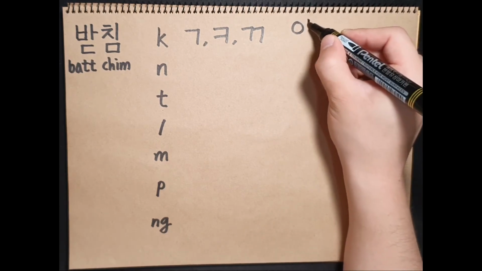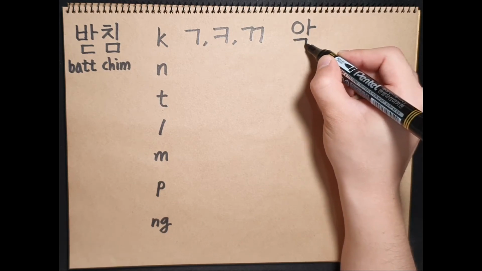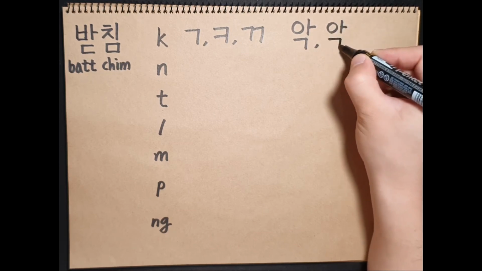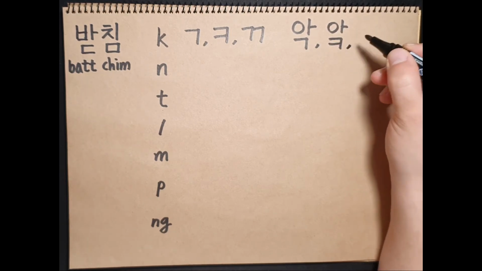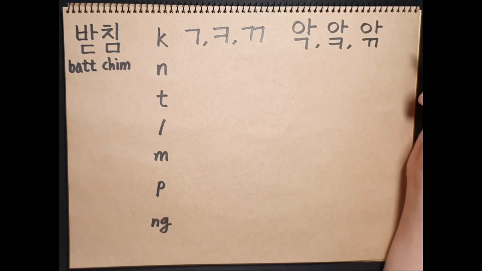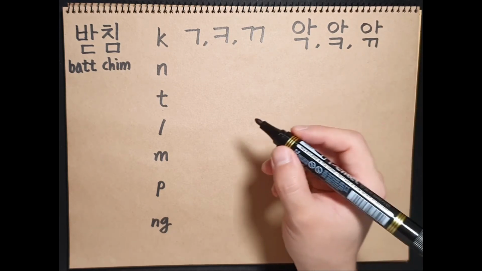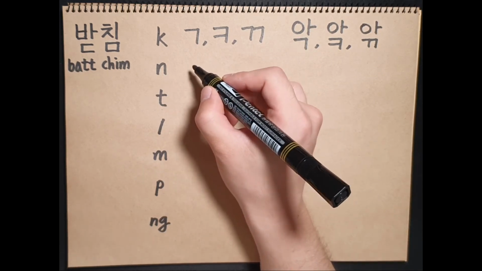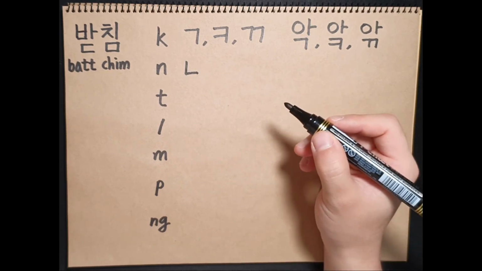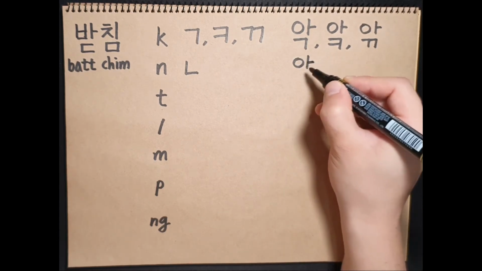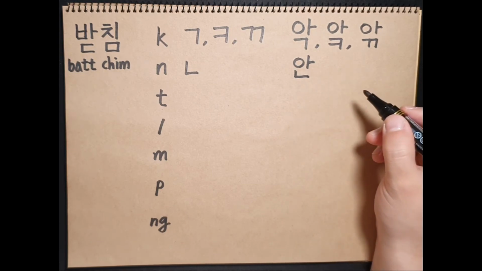Combined with A, it becomes 악. The next ending sound, the ending sound of an N, is 니은. When combined with A, it becomes 안.